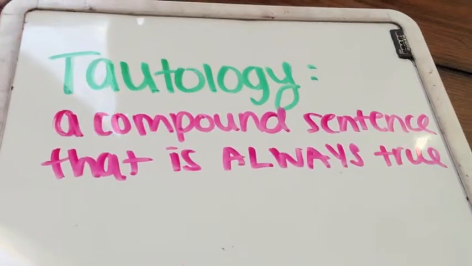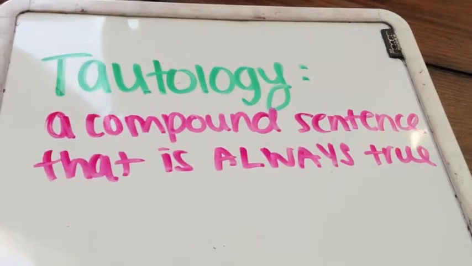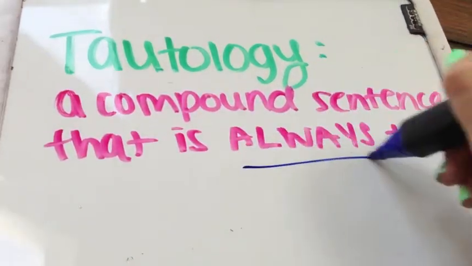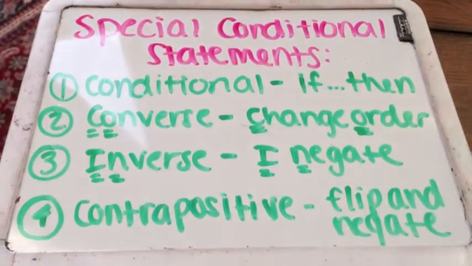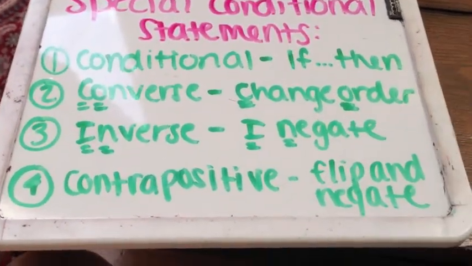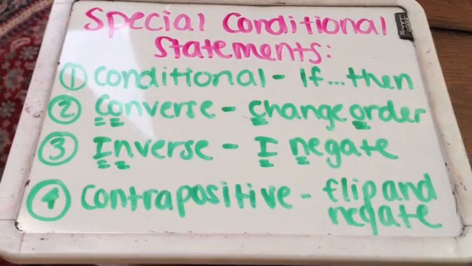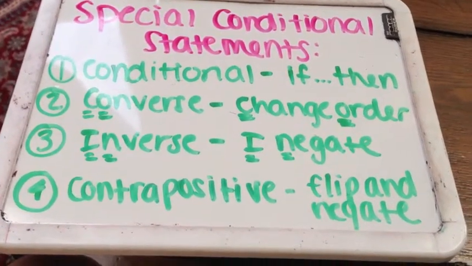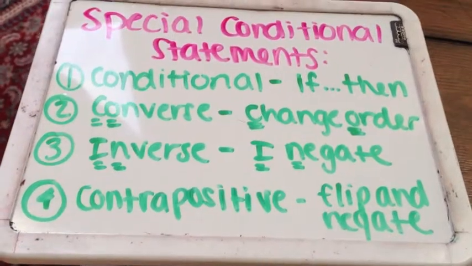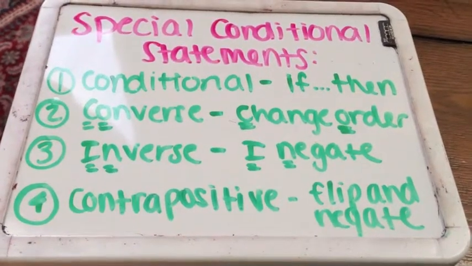Another important vocab word is a tautology. This is a compound sentence that is always true. There are four types of special conditional statements: regular conditional, which is just if-then; the converse, which is change order; inverse, I negate; and contrapositive, flip and negate.